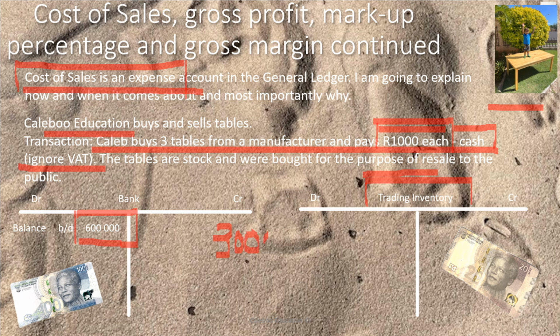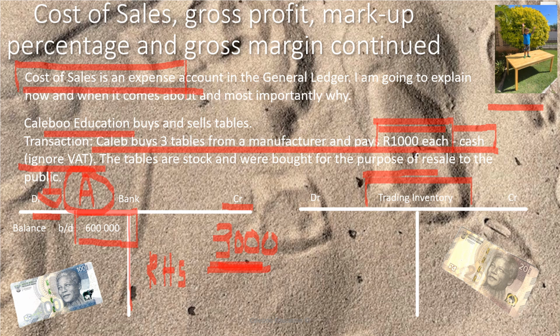But the bank balance will decrease. I'll even explain using some rules. I'll do a separate video on rules, but let's get into the rules. Our bank balance, by purchasing these 3 tables, has decreased by 3,000 Rand. Our rule with regard to assets: if the value of the asset decreases, the account will be credited. That's why this 3,000 Rand is on the right hand side, because the bank balance has decreased by 3,000 Rand.